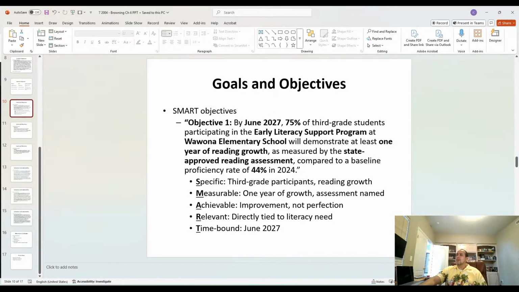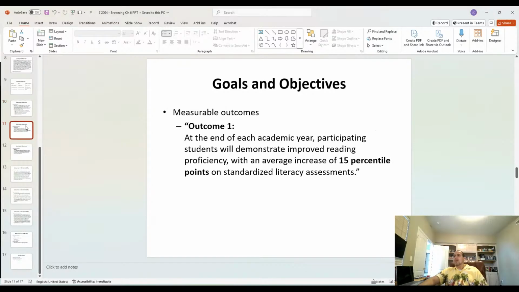Why is this a SMART goal? Here it is. It's specific. Talking about third graders, it's measurable. 1 year of growth. It's achievable. It's really to improve, not really to achieve perfection. It's relevant, directly tied to literacy, and it's time bound, right? And it's going to be achieved by June 2027. Okay. Measurable outcomes. Here's an example of outcome 1. Okay.